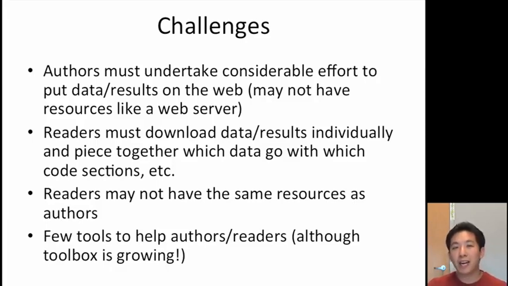Furthermore, readers may not have the same resources that the original authors did. So if the original authors used an enormous computing cluster, for example, to do their analysis, the readers may not have that same enormous computing cluster at their disposal. So it may be difficult for readers to exactly reproduce the same results. And generally the toolbox for doing reproducible research is small, although it's definitely growing. But there are a lot of needs.